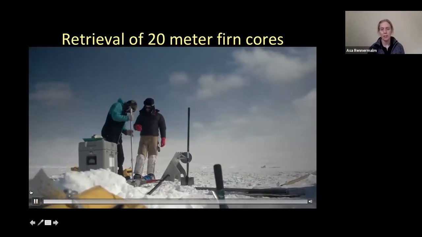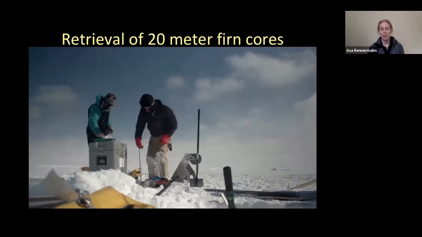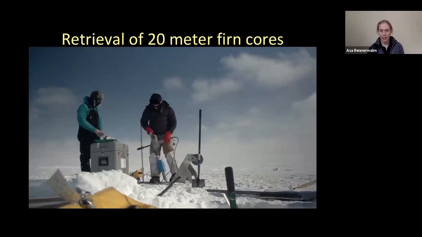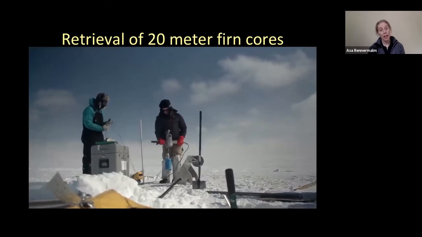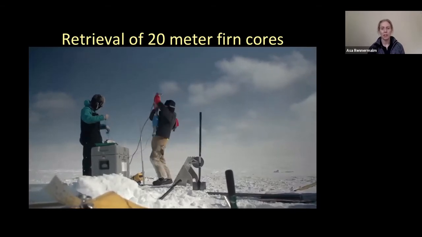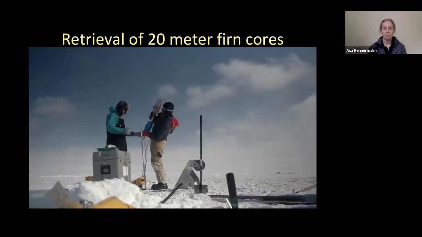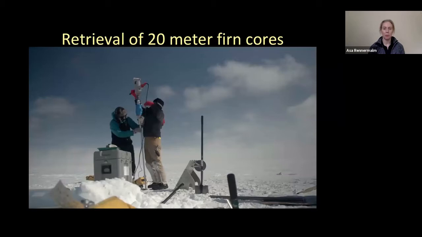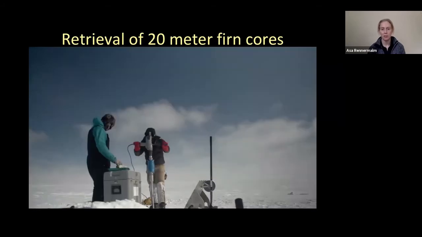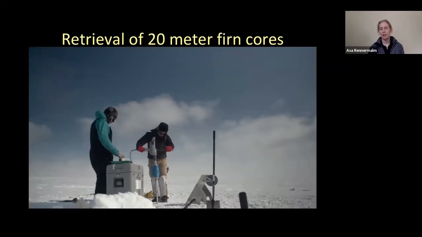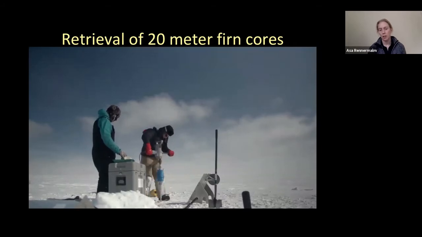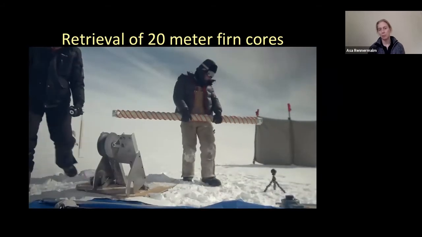So here you see how the team is inserting a barrel attached to extension cords into the ice sheet. And then you put a very heavy drill on top of it, and then use this drill to push that barrel down into the firn. And the barrel is hollow, so it'll fill up with firn material. And here it's pulled up.